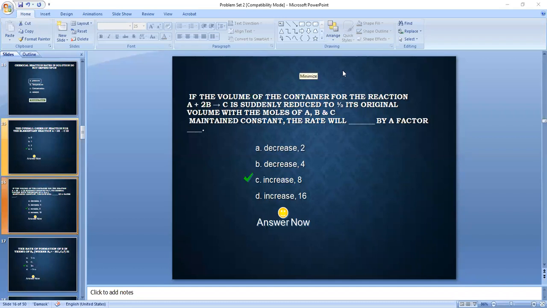It's okay. Now, I'd like you to think why your rate of reaction will increase by 8 if a system's volume is decreased by 50%. That same question goes to, let me check, Jabi May. Are you there, Jabi May?